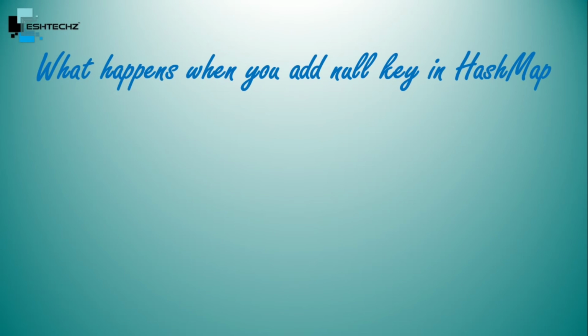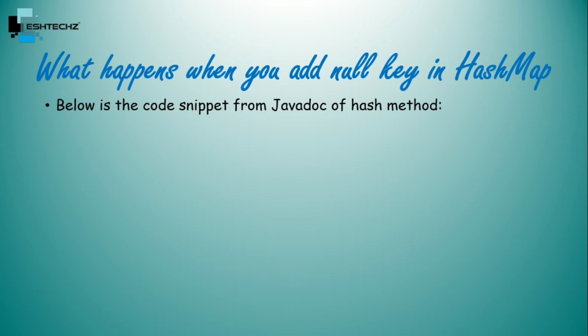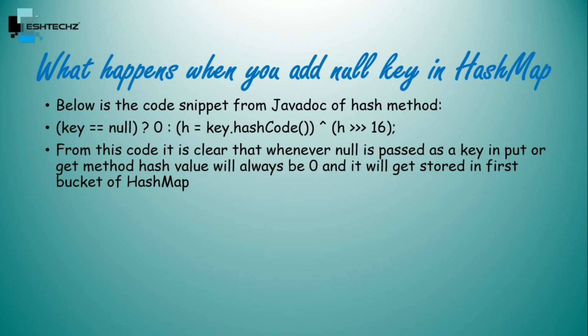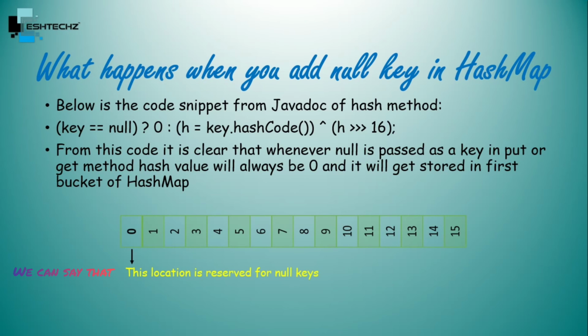Next is, what happens when you add a null key in HashMap? Since one null key is allowed in HashMap, let's take a look at what will happen. Below is the code snippet from the Java hashCode method. If you take a look here, it will check if that key is null. If it finds so, without calculating the hashcode, it will return 0. So from this code, it is clear that whenever null is passed as a key in the put or get method, the hash value will always be 0 and it will get stored in the first bucket of HashMap. So this location is reserved for null keys.